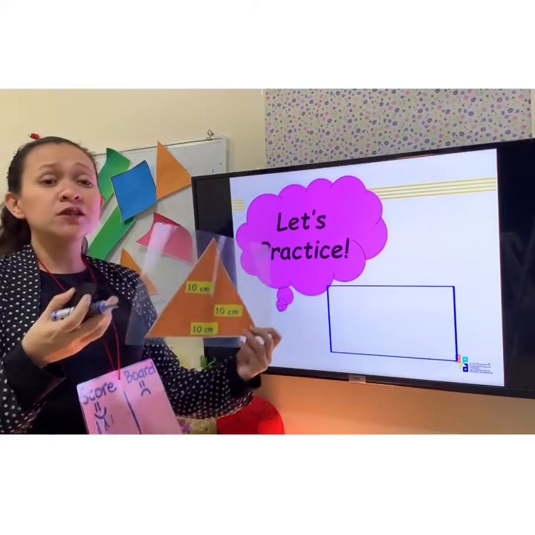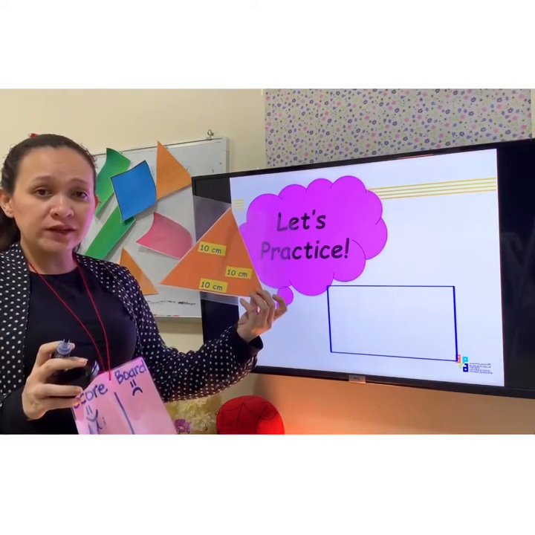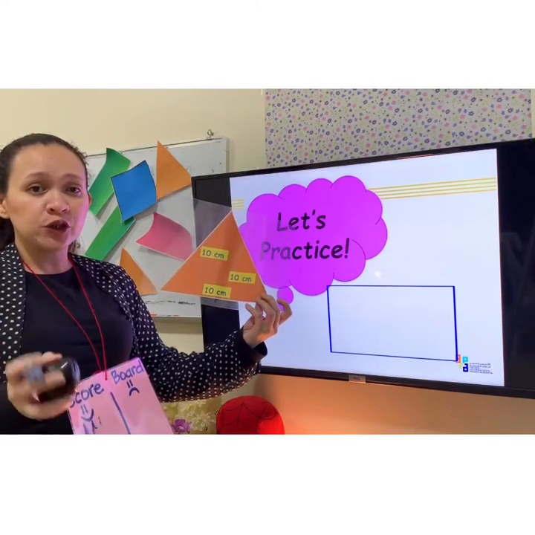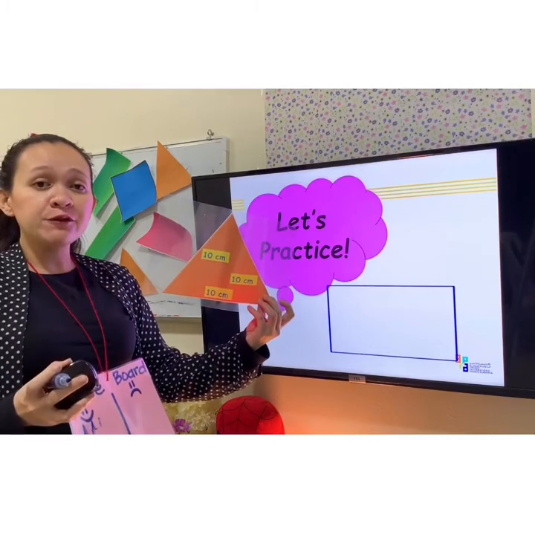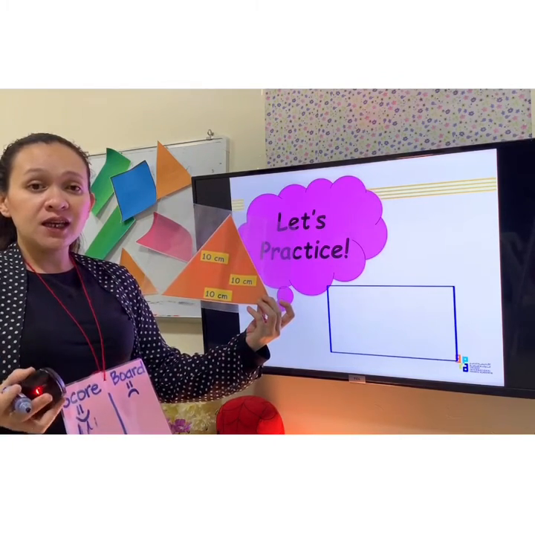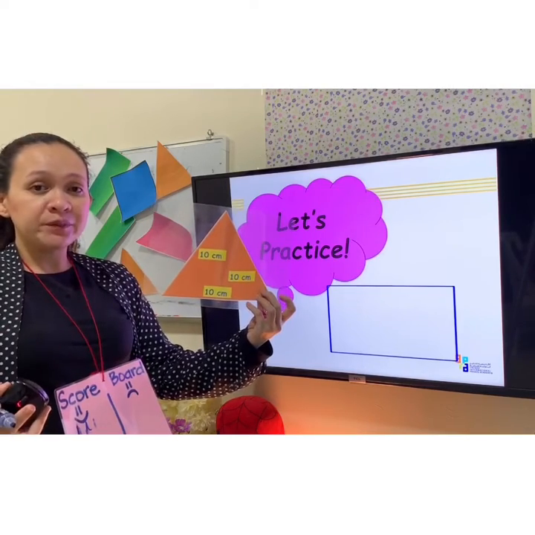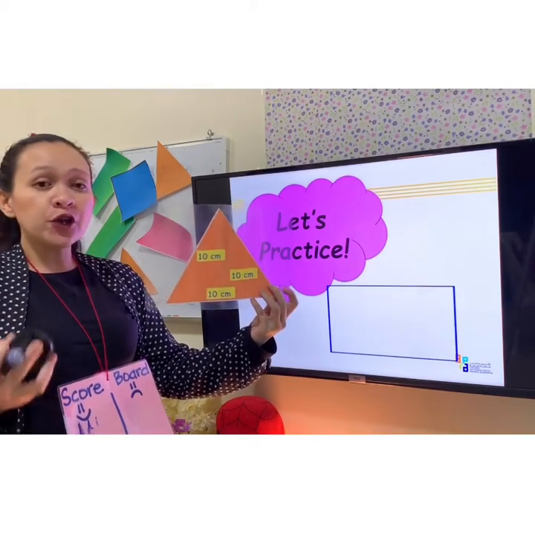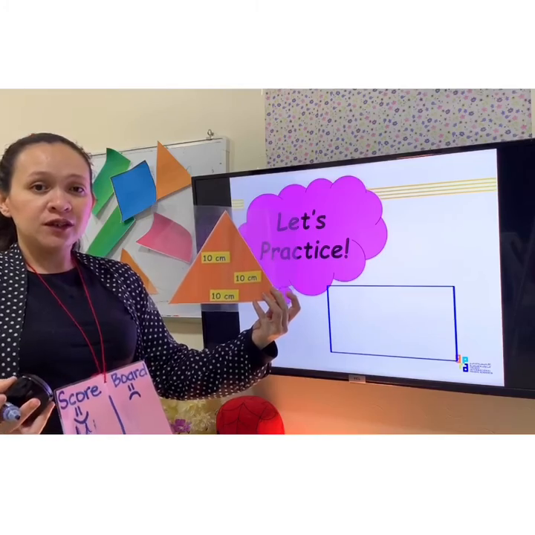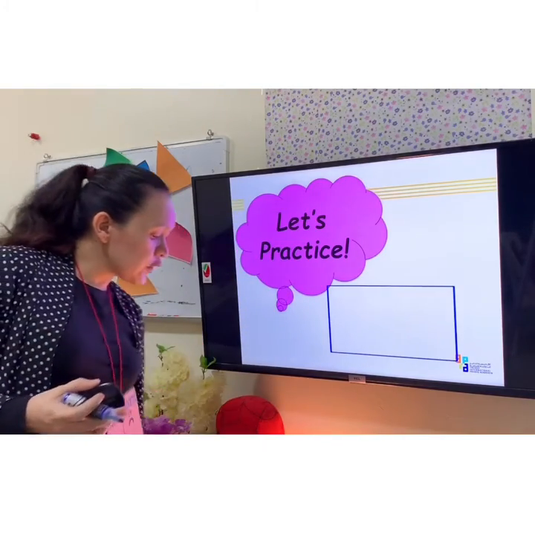Again, I'm going to give you 5 seconds to answer. What is the perimeter of this shape? 5, 4, 3, 2, 1, 0. Timer's up. The answer is 30 centimeters. Great. Now let's move to the third one.